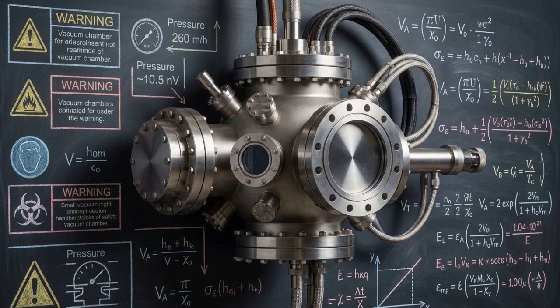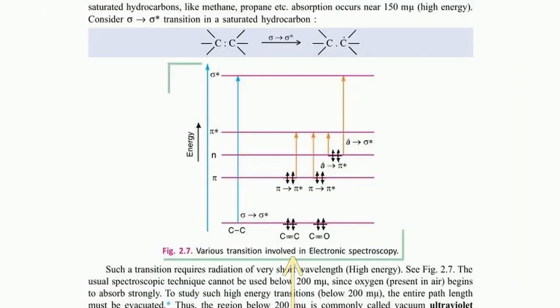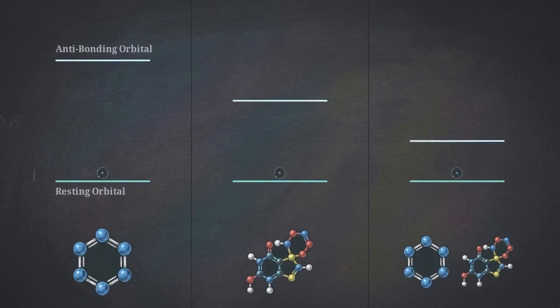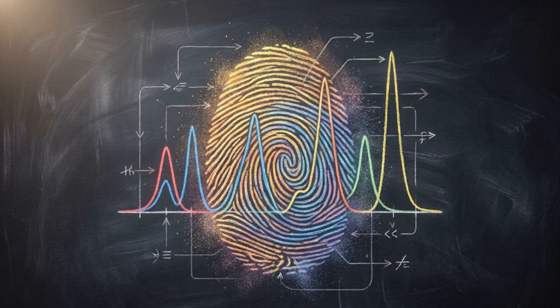Because these take so much energy, they only happen in the extreme vacuum UV region, making them hard to measure in a standard lab. However, electrons in double bonds, or the non-bonding pairs on oxygen and nitrogen atoms, are held much more loosely. These pi to pi star and n to pi star transitions require much smaller leaps of energy, putting them within the range of standard UV-Vis spectrophotometers. Because the specific structural arrangement of a chromophore dictates the exact size of these energy gaps, it creates a unique molecular fingerprint every time it interacts with light.